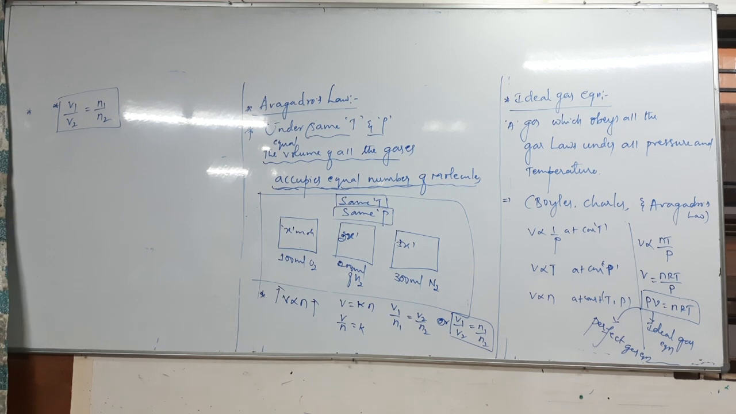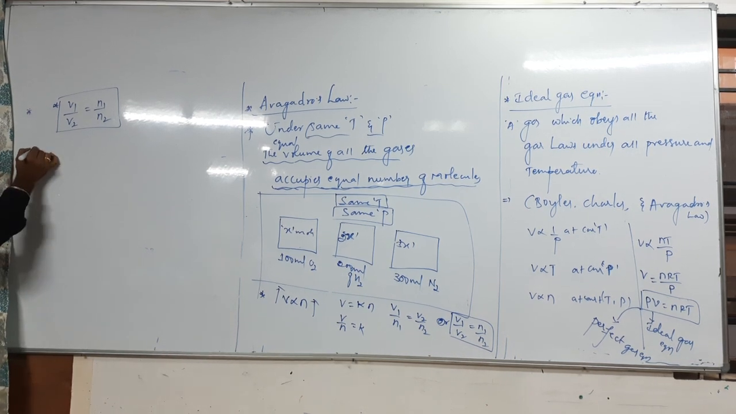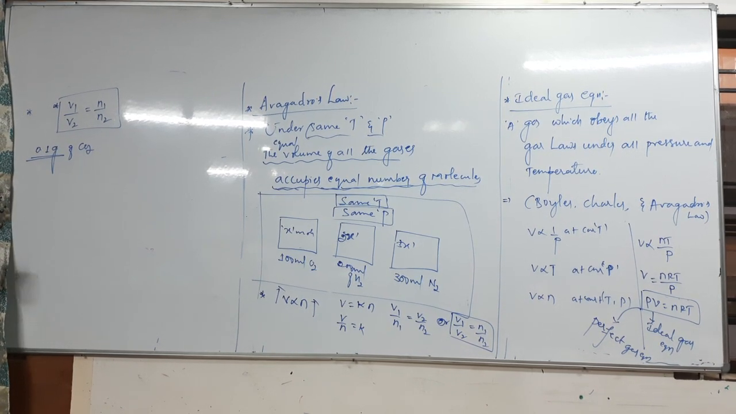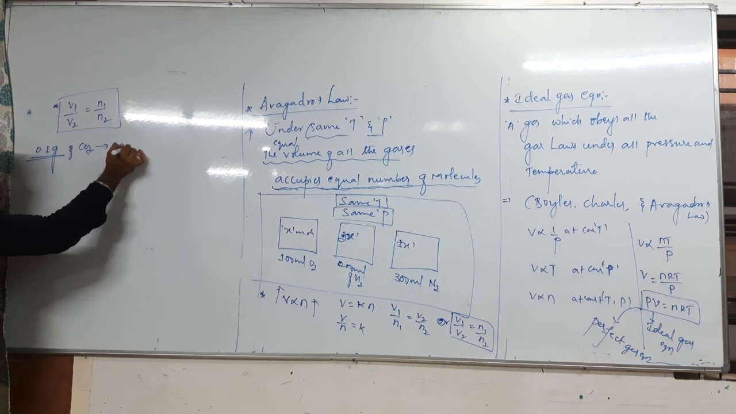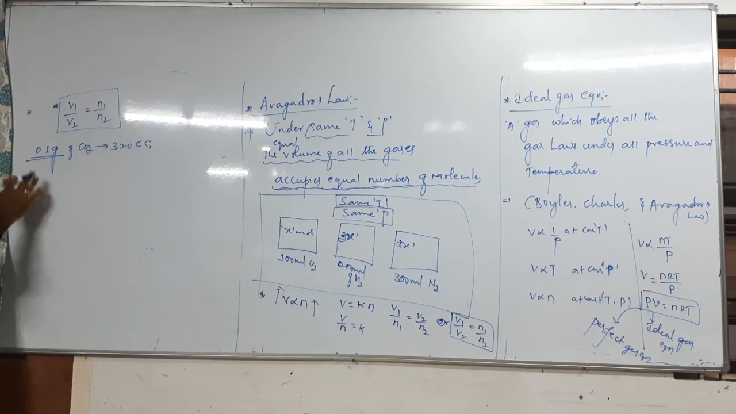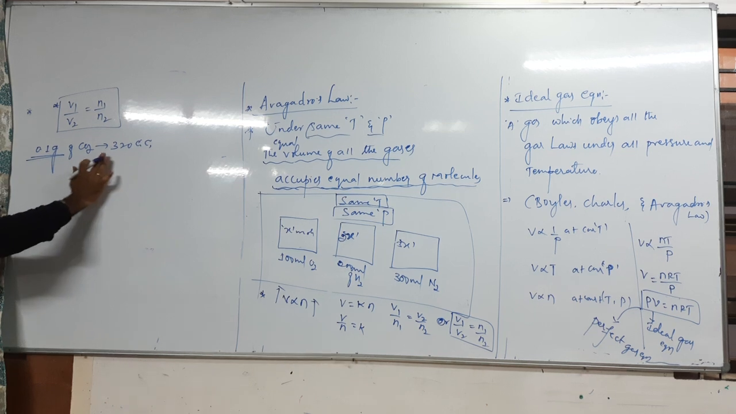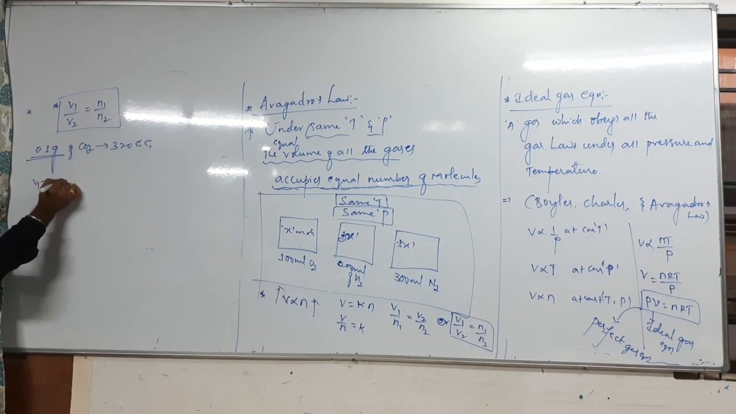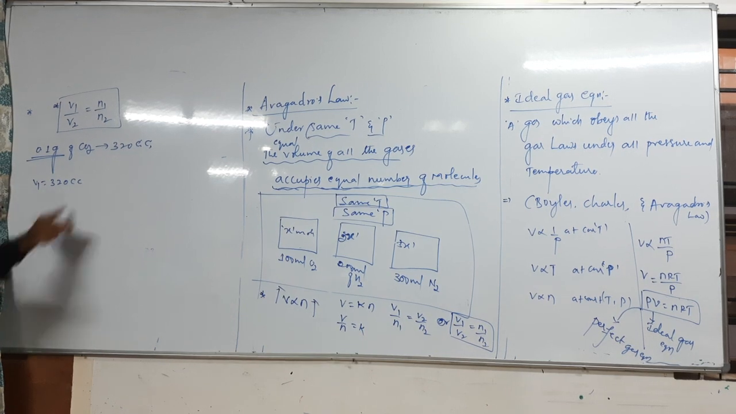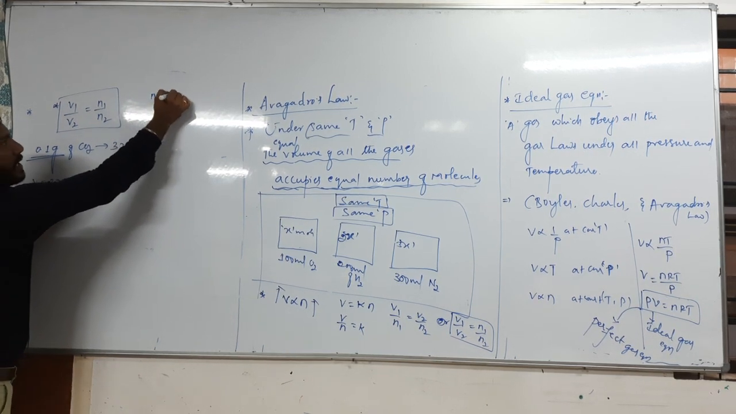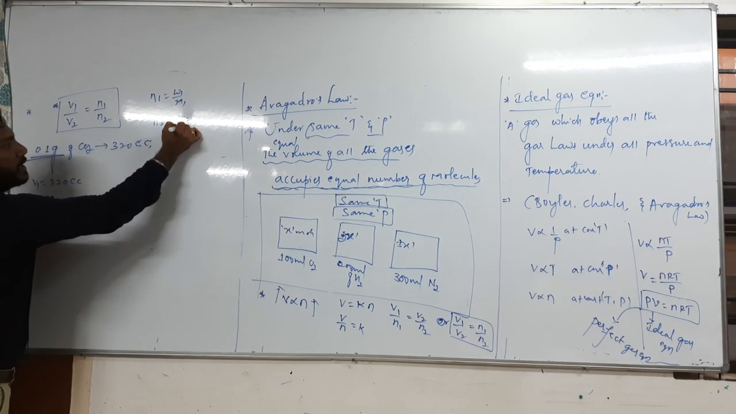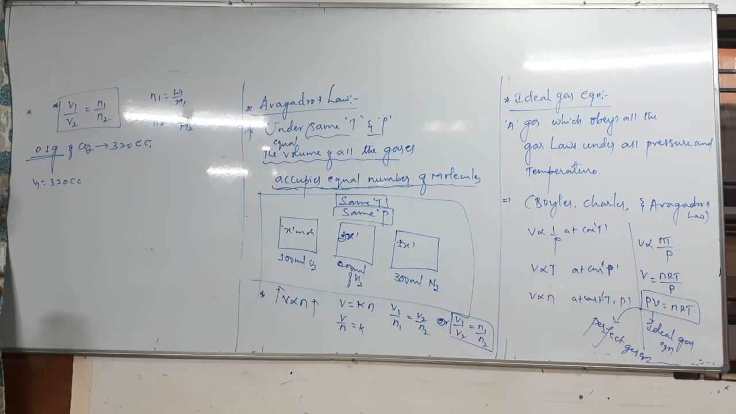So 0.1 gram of carbon dioxide occupies 320 cc, so V1 is 320 cc. And here N1 is W1 by M1, whereas N2 will be W2 by M2.